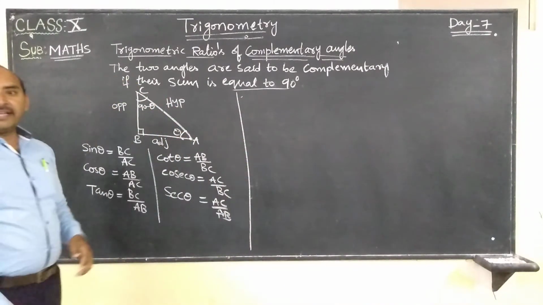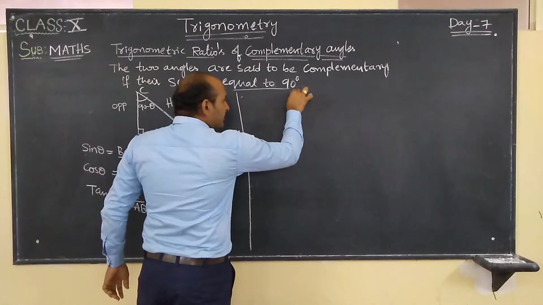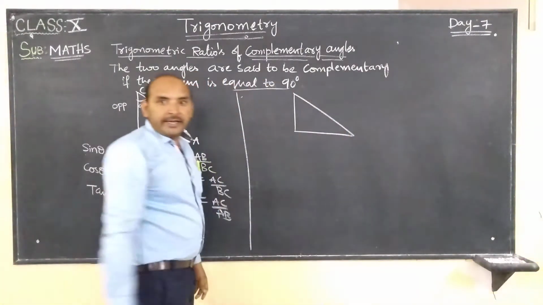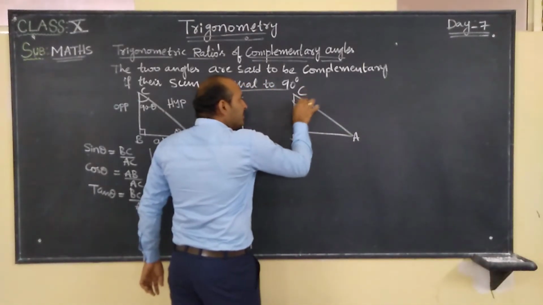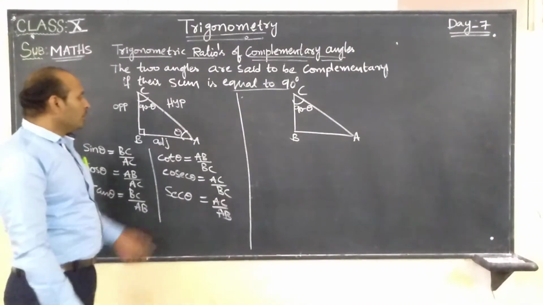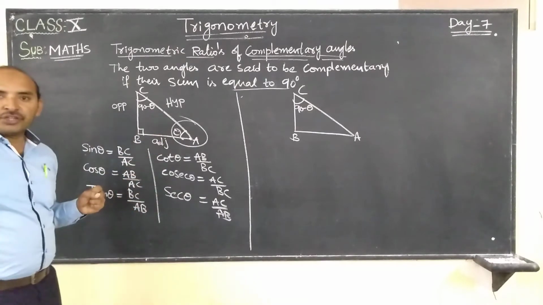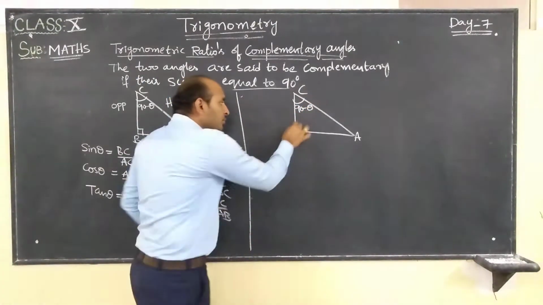So now I am taking the angle at C. That means this is the right angle triangle A, B and C. This position is 90 minus theta. So this part already completed, angle at A. These are the 6 trigonometric ratios, angle at A. Now angle at C, 6 trigonometric ratios we have to find.